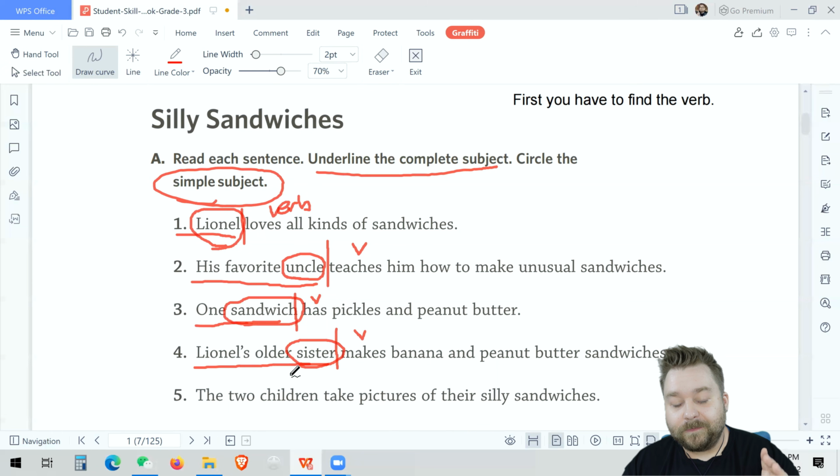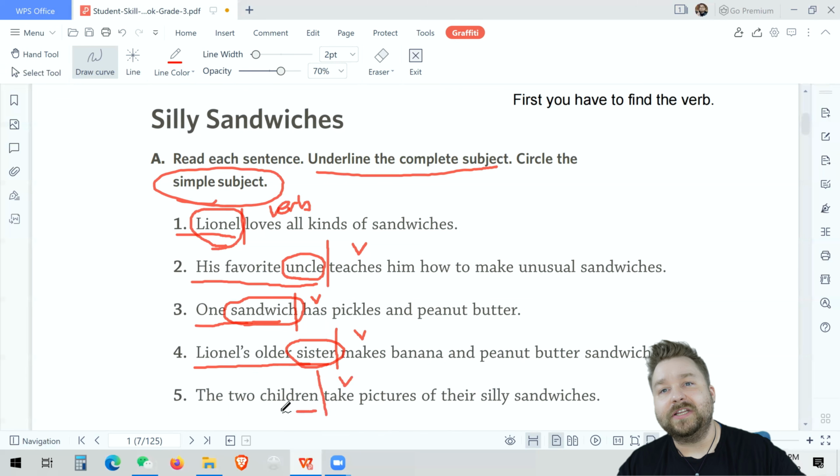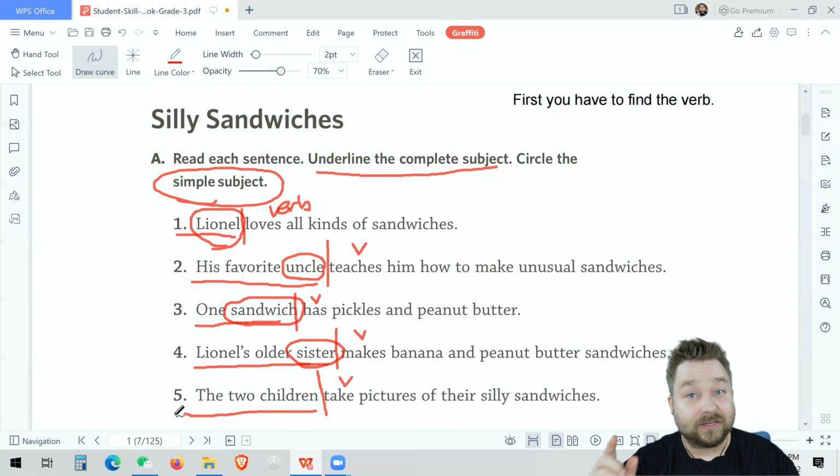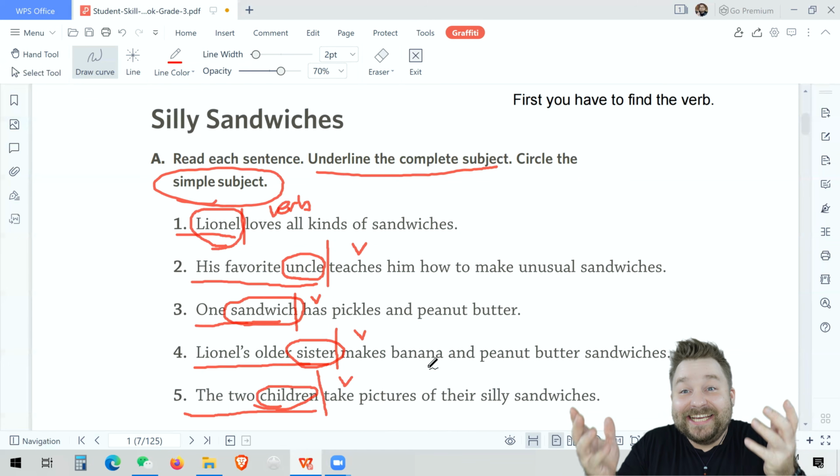Two children take pictures of their silly sandwiches. What's the verb? What's the do? Take, right? They take. So take is our verb. Draw that line. Oh, it's so easy now, right? The two children is our complete subject, and our simple subject is children. Pretty easy. Ooh, I didn't really circle that very well, did I?